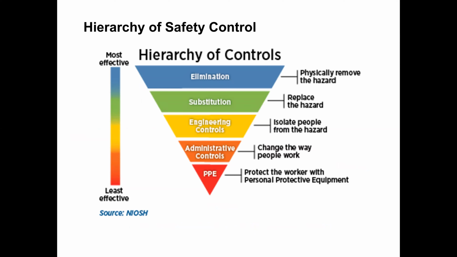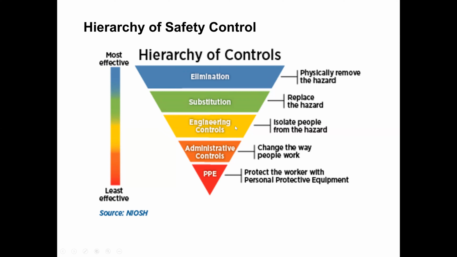Here students or engineers need to understand the hierarchy of safety control. There are five levels. First is elimination: physically remove the hazard. Substitution means replacing the hazard with something less hazardous. Engineering control means isolating people from the hazard, so we should make automation so that the people are taken out.